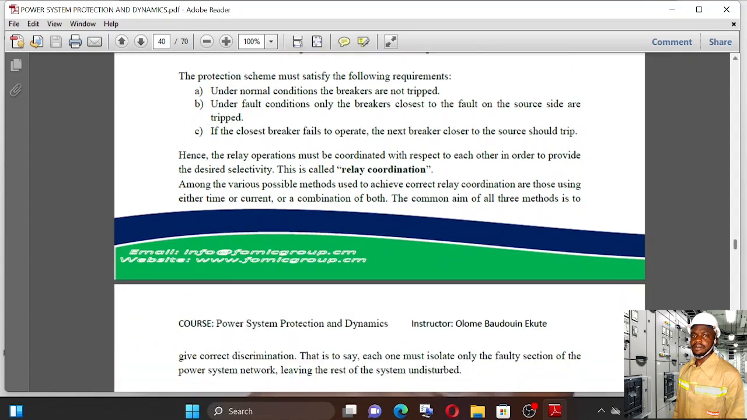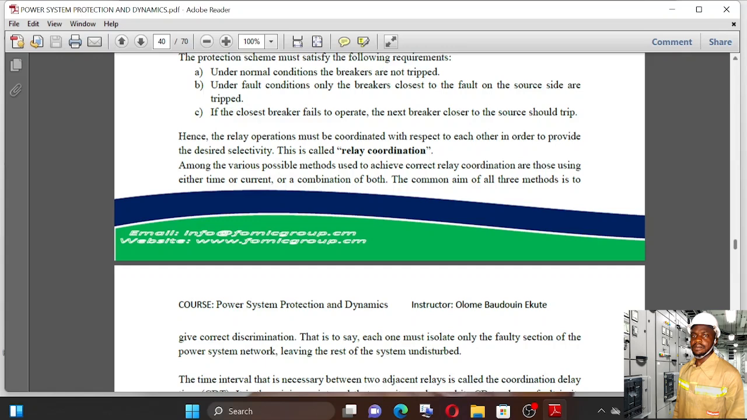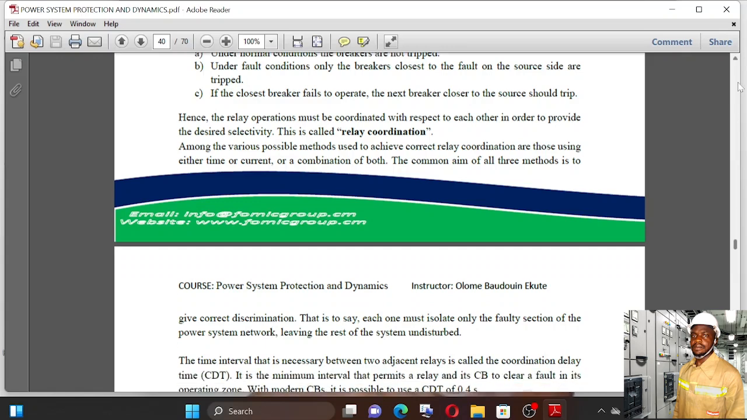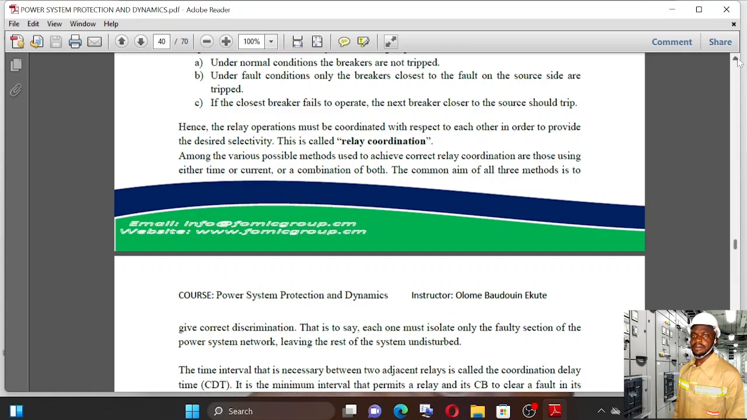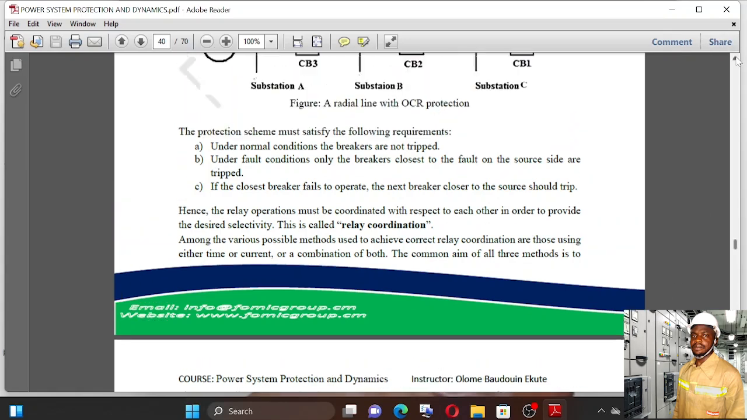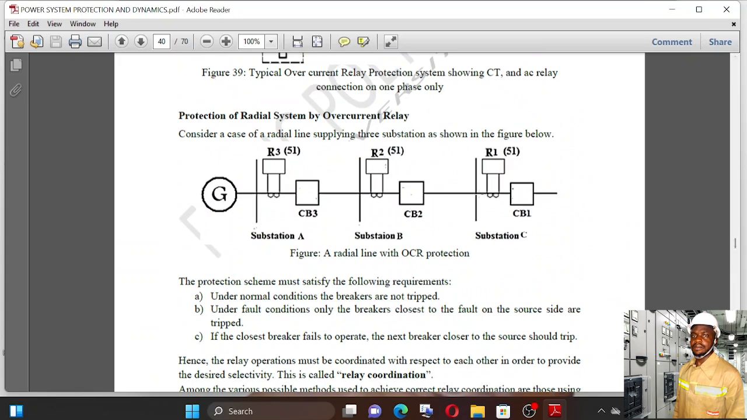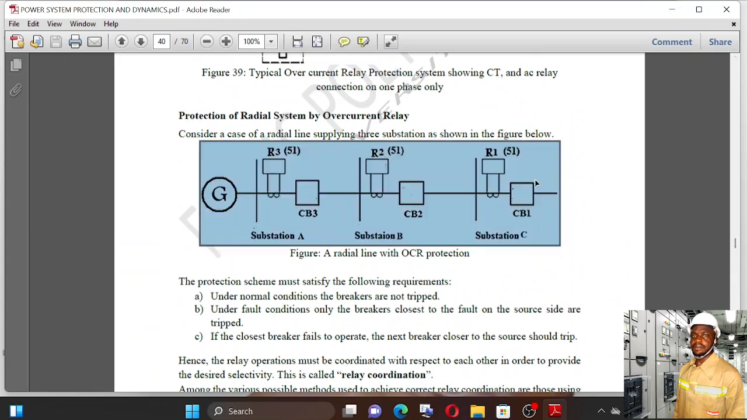Then there's what we call relay coordination. So relay coordination here, or coordination delay time, which is normally referred to as CDT. You can see it here. It's a time interval that is necessary between two adjacent relays, right, to react. Okay, let's say for example, we have a fault at this bus C, right? Okay, beyond bus C even.